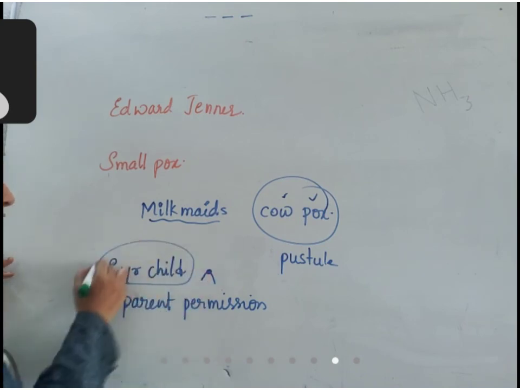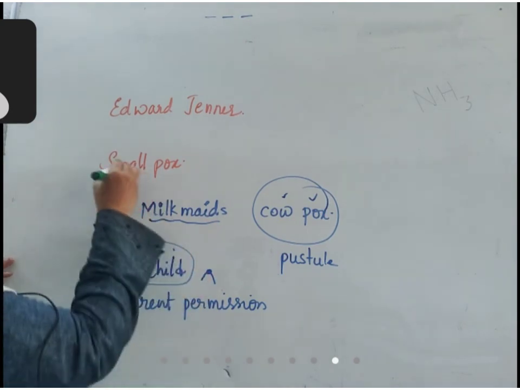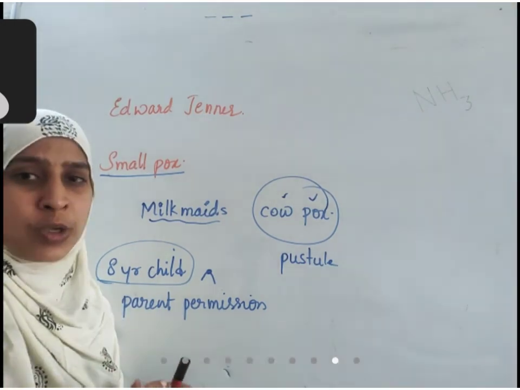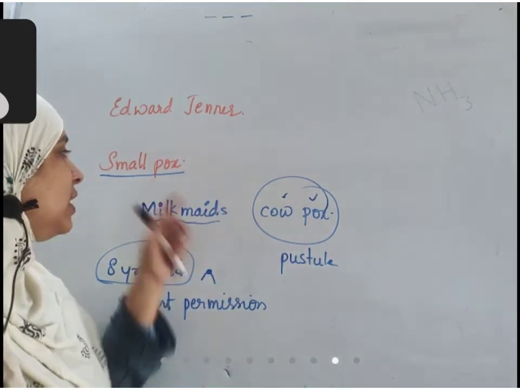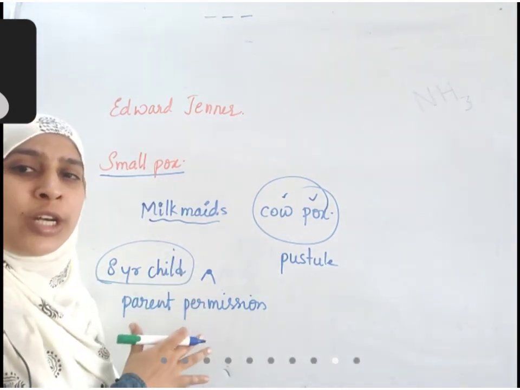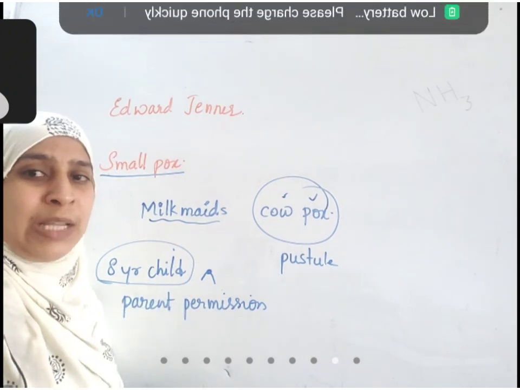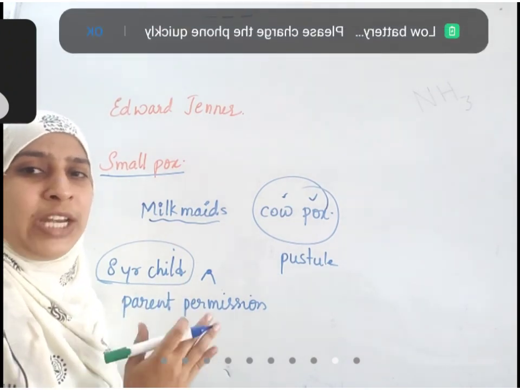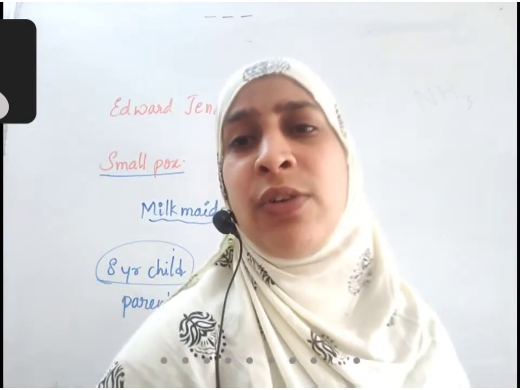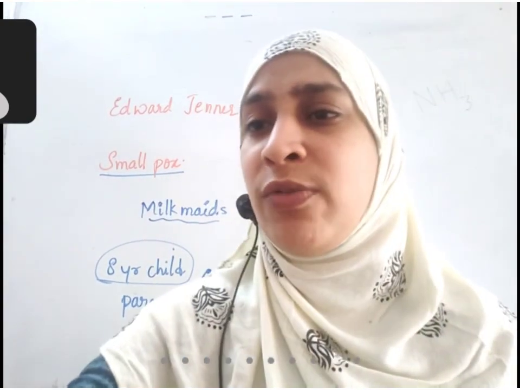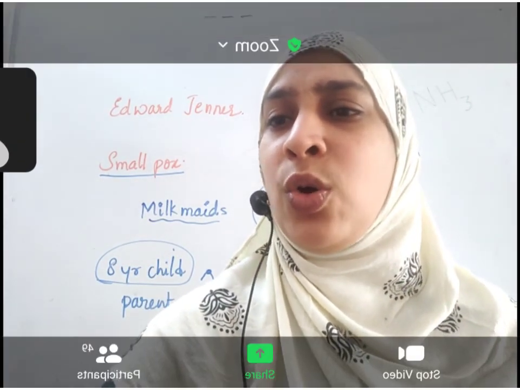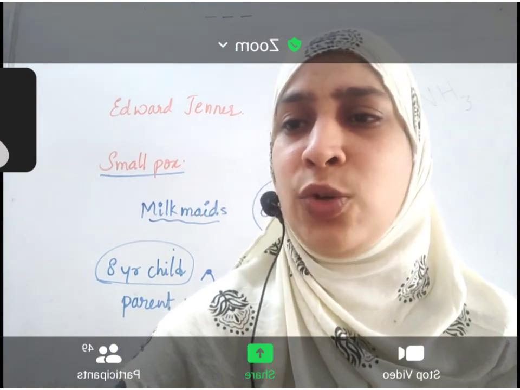So, what happened to this 8-year-old child when he was exposed to this vaccine? He did not get the infection of smallpox. That means cowpox and smallpox have similar characters. The body of this boy had already developed the antibodies against that infection. So, he did not get infected with smallpox. This is how the discovery of vaccination was done for the first time. Right? Okay. With this, I am ending today's topic, children.